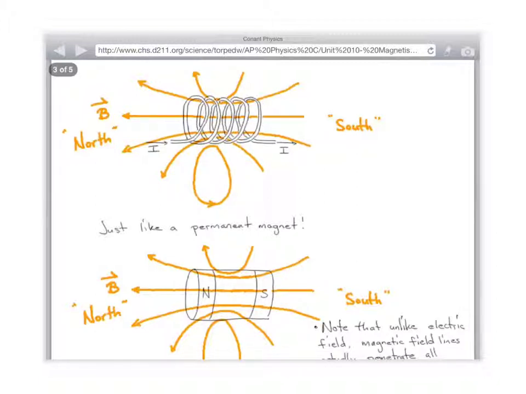You can't have what's called a magnetic monopole, at least not in classical physics. You can't have a magnetic monopole where you just have a north end of a magnet or just a south end of a magnet, because magnetic field is unlike electric field. Magnetic field loops around and comes back to where it came from. So you're saying you can have a magnetic monopole in other branches of physics?